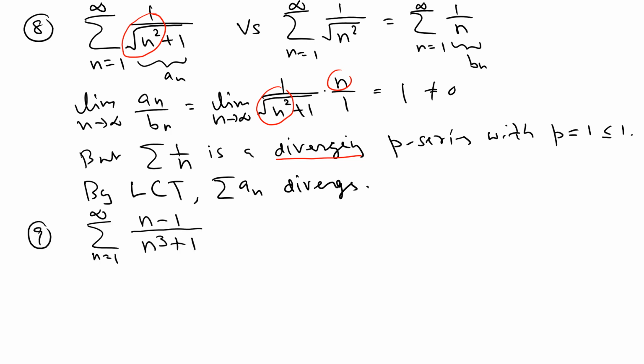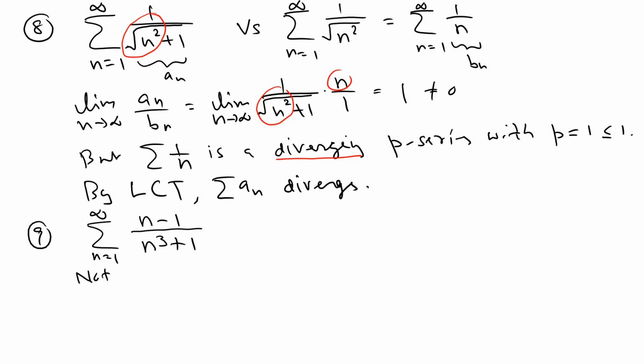As a next example, we have n minus 1 over n cubed plus 1. This is just an algebraic expression, so the best candidate would be the limit comparison test. You can easily use it, but there's a shortcut, a much faster way. I'm going to show you how to use the direct comparison test for this problem. Because of the minus and the plus sign, you can use it very easily.